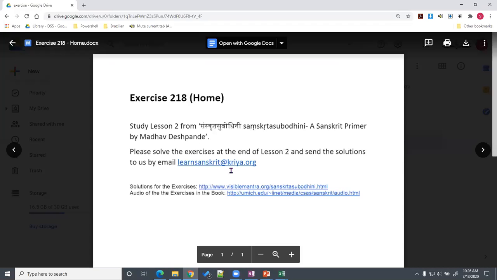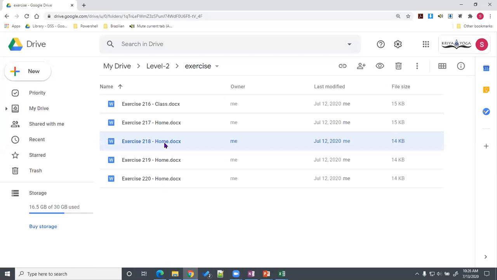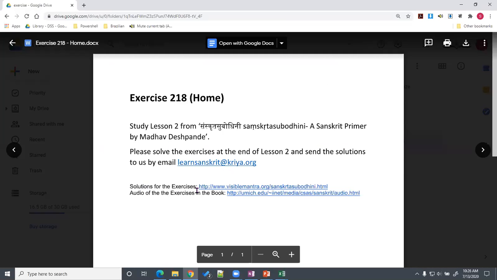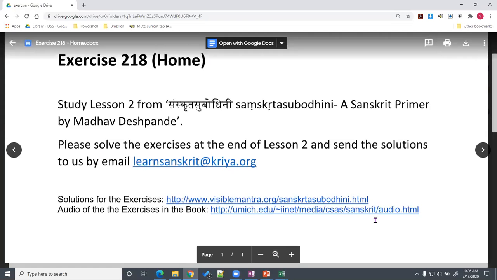Then 18, 19, and 20 are simply lessons 2, 3, and 4 from Sanskrit Subodhini, this book. There is a solution available on this link, and audio of the exercise. This is important, so please always hear the audio. That will give you an indication of how Sanskrit sounds. This has been done by the author himself, so the pronunciation is pretty good.